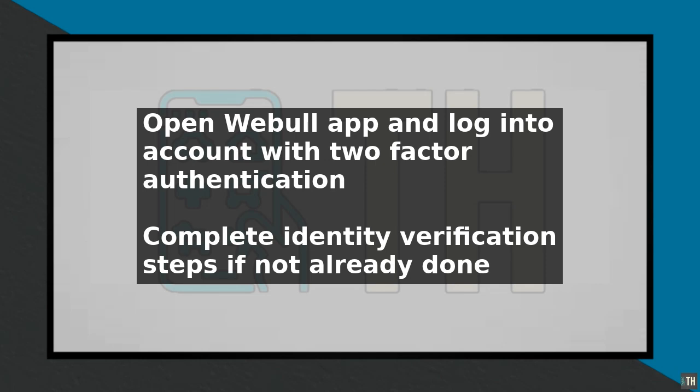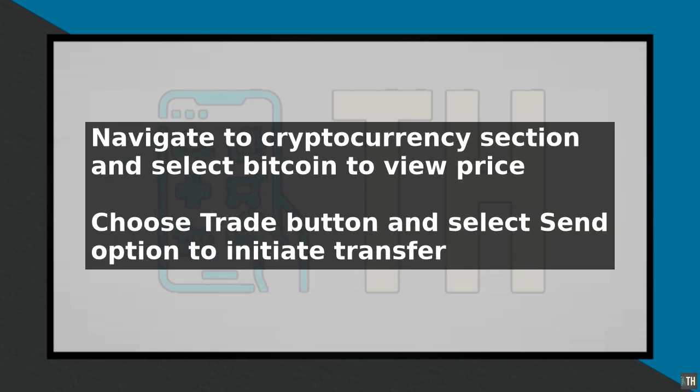Once logged in, navigate to the cryptocurrency section of the app by selecting the Markets tab and then Cryptocurrencies. From here, find Bitcoin in the list of available cryptocurrencies and select it to view its current price and your holdings. Next, select the Trade button and then choose the option to sell or send. Since you want to send Bitcoin, select Send.